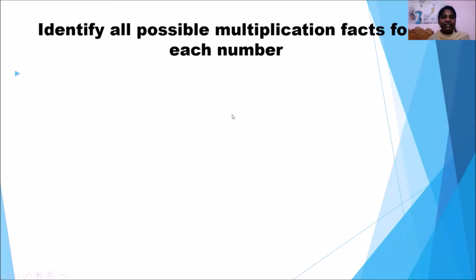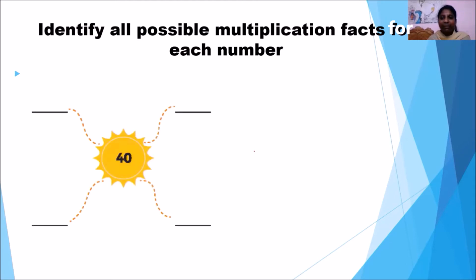Let's start our session. Come children, let's do this activity. Identify all possible multiplication facts for each number. What we have to do? I'm going to show you the numbers. What you people have to do? You have to find out all possible multiplication facts. Are you ready to find out the multiplication fact, children? Yes. The first number is 40. Yes, find out the multiplication fact, children.